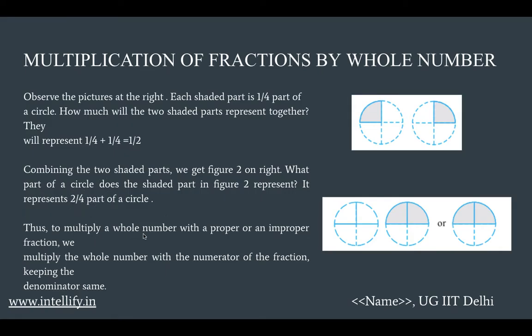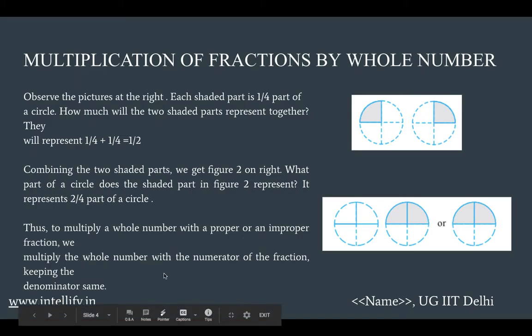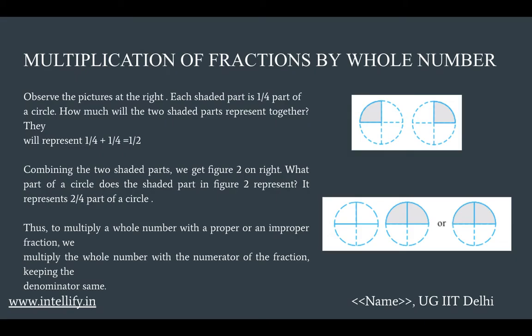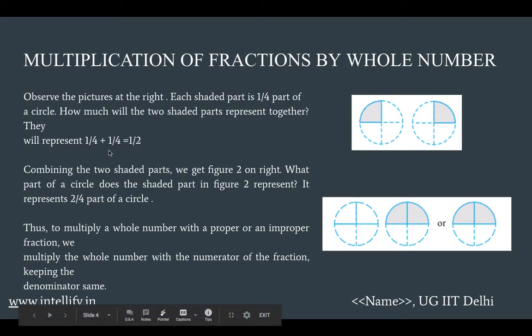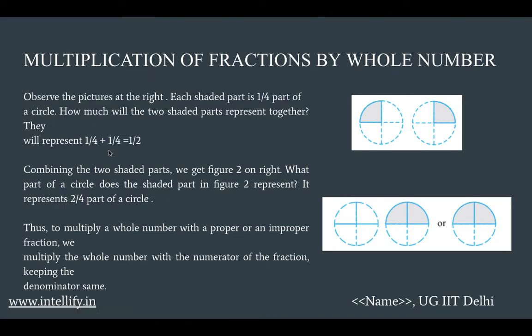Thus, to multiply a whole number with a proper or an improper fraction, we multiply the whole number with the numerator of the fraction, keeping the denominator same. So if we have to multiply 1 by 4 by 2, we just multiply the numerator with 2. We don't multiply the number with 4. We get 2 by 4 in the end.